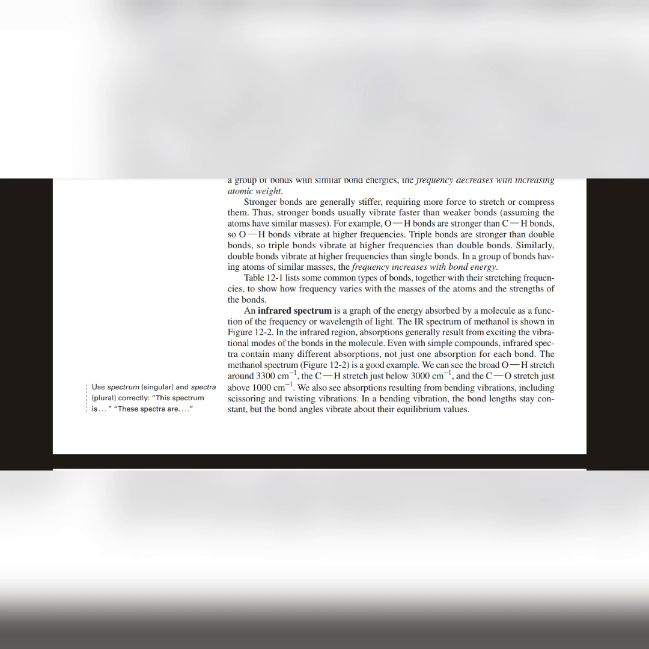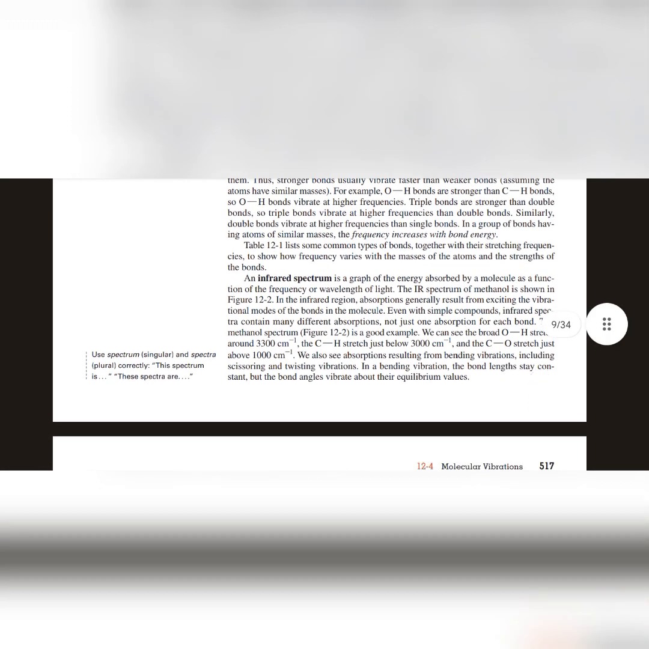and strength of bond. An infrared spectrum is a graph of the energy absorbed by a molecule as a function of the frequency or wavelength of light. The IR spectrum of methanol is shown in figure 12.2. In the infrared region, absorption generally results from exciting the vibration modes of the bonds in a molecule. Even with simple compounds, infrared spectra contain many different absorptions, not just absorption for one bond. The methanol spectrum is a good example.